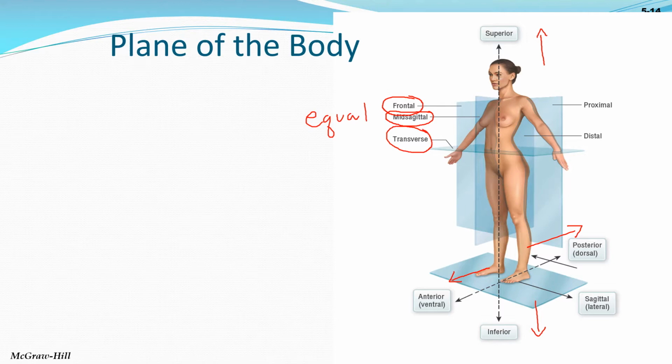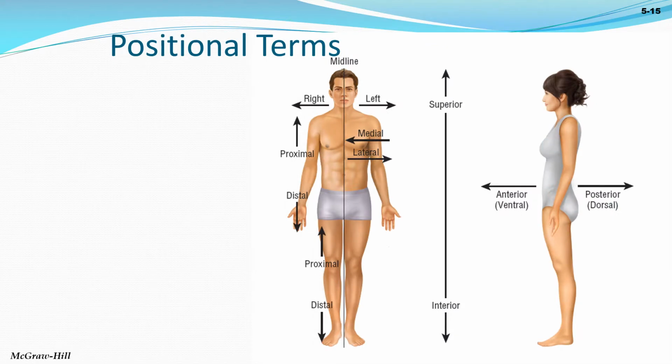Proximal and distal only refers to the appendages, arms, and legs. So what is closer to the main line? If you're closer to the main line, then you're proximal. The shoulder is closer. It's more proximal than the wrist. The wrist is more distal, further away from the main line of the body. Medial and lateral. Medial is toward the middle, lateral is towards the outside. So your vastus lateralis is right here, your outer thigh muscle.